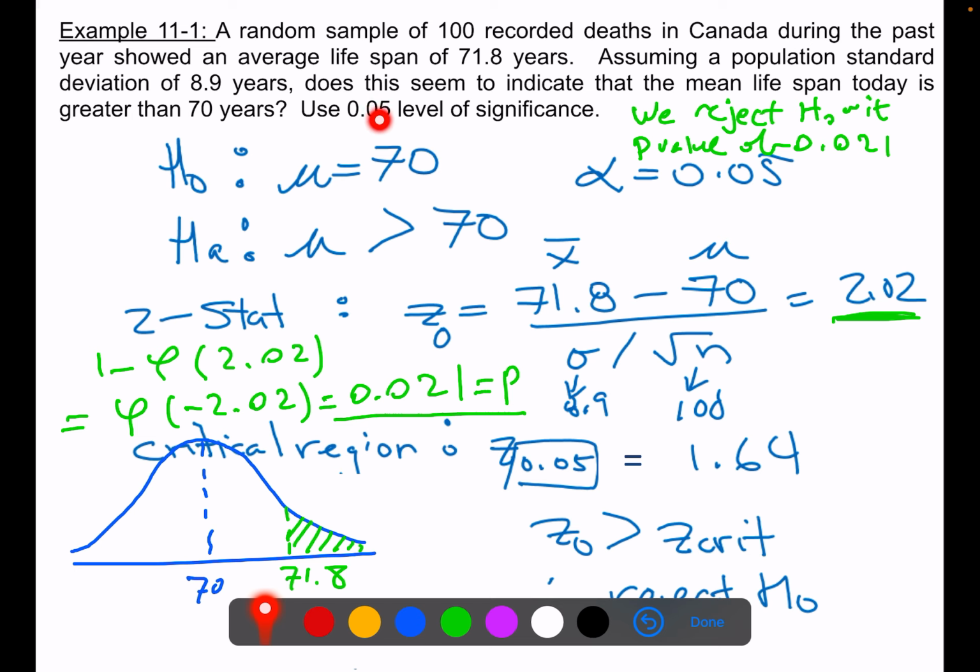This is alpha. So this one you don't need to memorize, but from the table, this number for 5% is 1.64, right? And as we can see, this is much less than 1.96, right? So we say that our z is much more than the z of alpha, and because of that, we reject H0. So both solutions are correct.